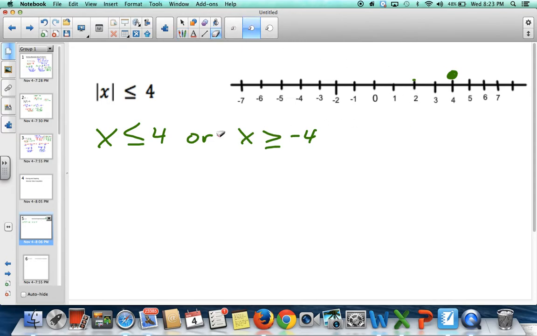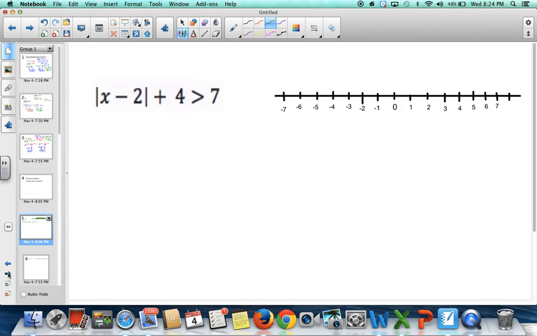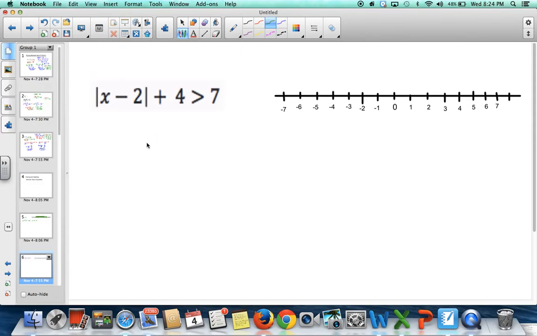So less than 4 is everything this way. Everything this way, forever. Greater than negative 4 is everything this way, greater than or equal to this way. So basically it has to be both of them, and so that's just going to be everything inside of here. And that's what the graph looks like. So we're going to look at the next problem and say, can I get this problem to look like the last one, where I have x is greater than or x is less than.